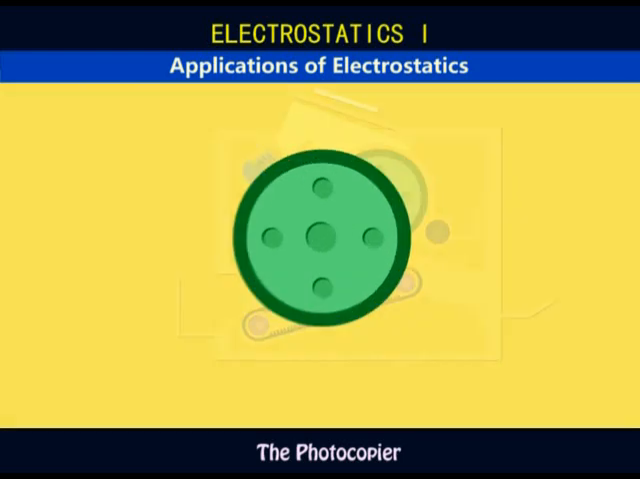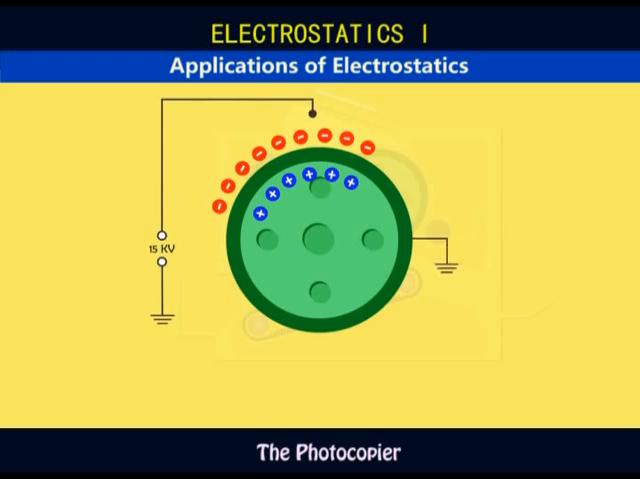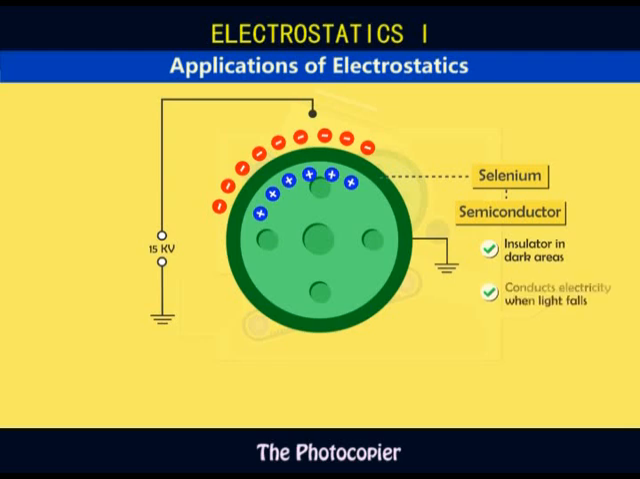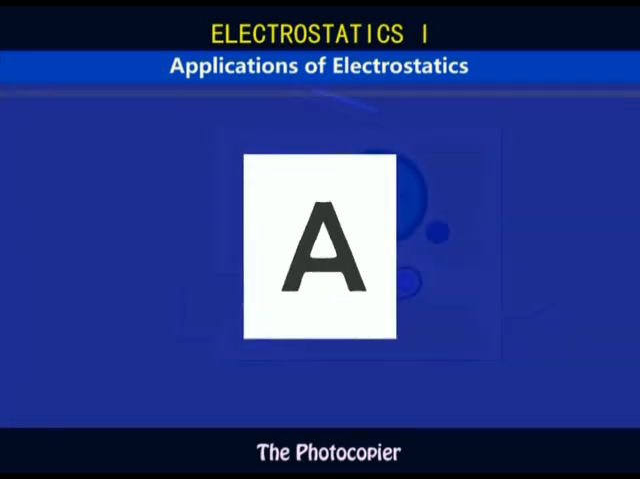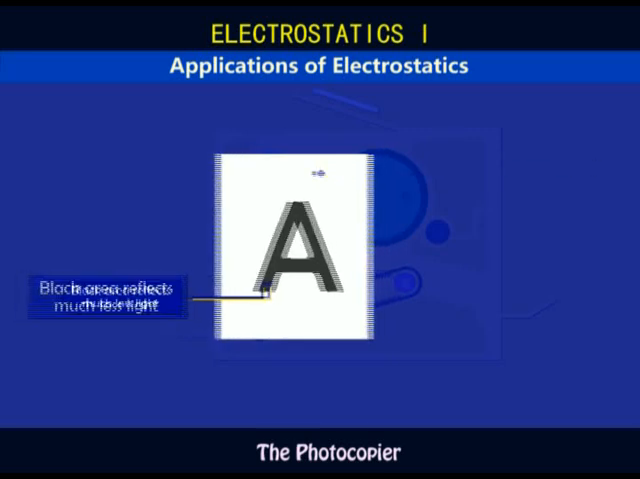This photosensitive drum is a metal roller which is electrostatically charged by a high voltage wire. It is coated with a photosensitive chemical called selenium, which is a semiconductor. So it acts as an insulator in dark areas, and when light falls on it, it conducts electricity. So, when a beam of light scans across the document, light gets reflected from the white areas, while the printed letters, being black, do not reflect any light.